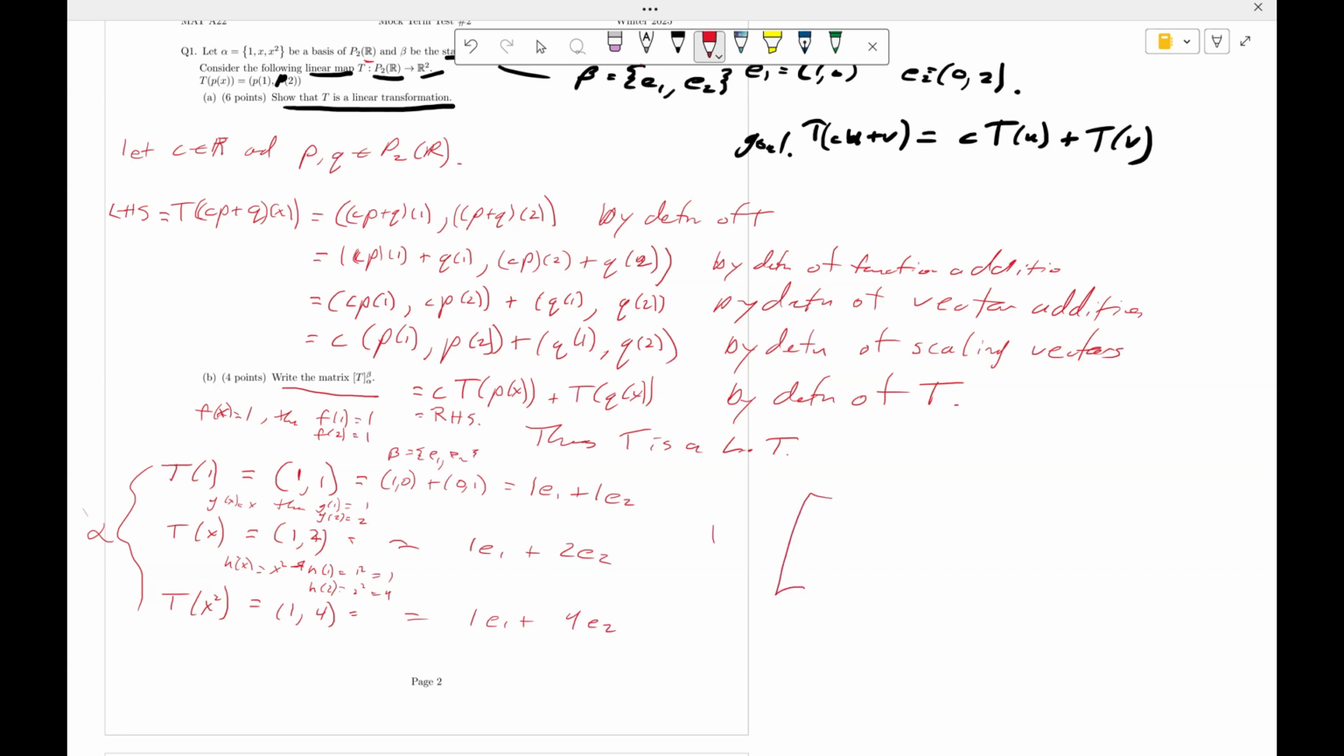Combining these, I can get T alpha beta. My first column comes from my coefficients from my first row, 1, 1. My second column comes from the coefficients from my second row, 1, 2. And my third column comes from the coefficients from T applied to the third vector, which is 1, 4. And that's my matrix representation.